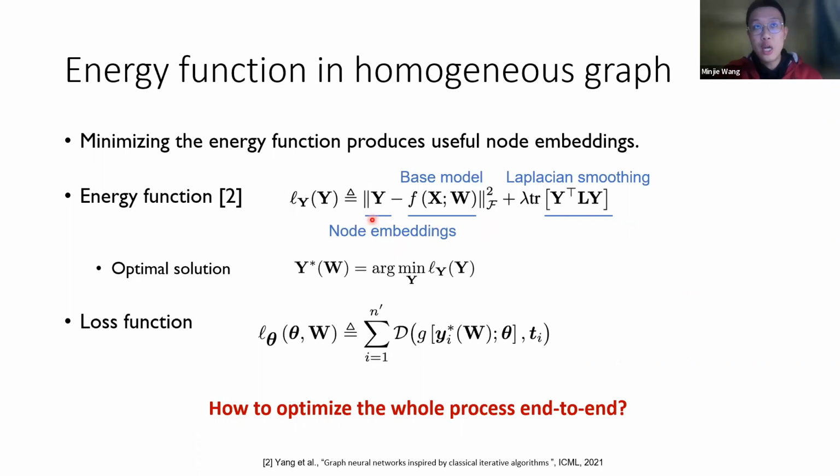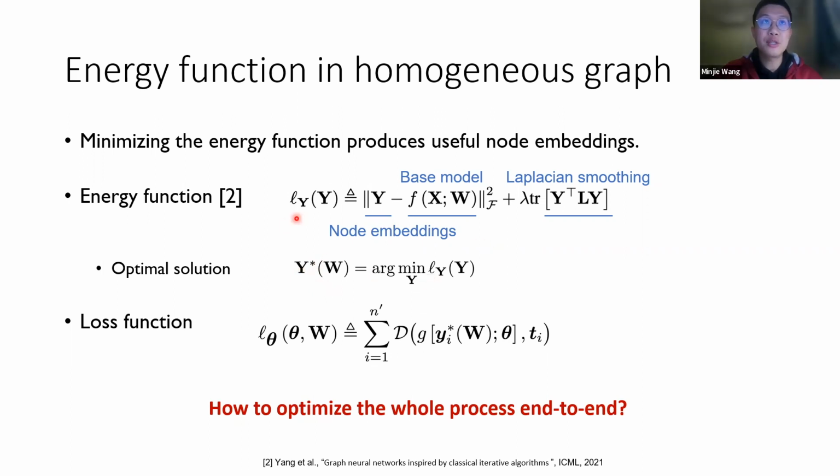Here, the first term captures the distance between the node embedding you want to calculate and the output of the base model, which is parameterized by W. The second term uses the graph as a regularizer to smooth the node embeddings you calculate. You want their embeddings to be close to each other once they are connected. Once we have this energy function, we can optimize it and get an optimal solution Y star.